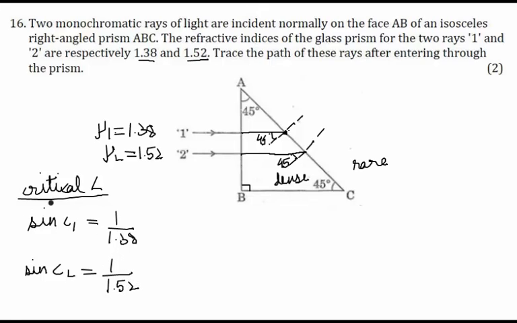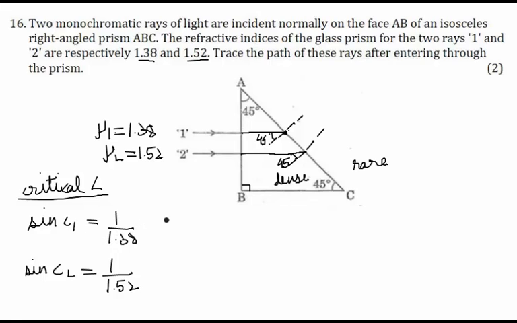Now we already know why sine C is equal to 1 by mu. It is for the same reason that we use Snell's law at the place where total internal reflection is happening for the critical angle case, where the light ray goes at an angle of 90 degrees. So we just do mu sine C equals 1 for air. So this is how we get sine C equals 1 by mu. So we know both the critical angles.